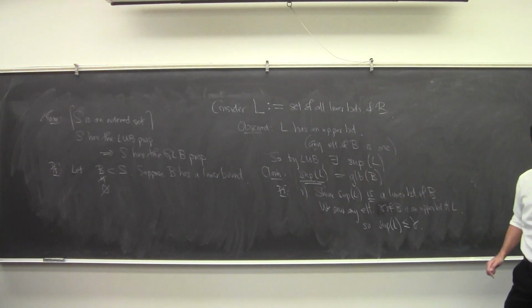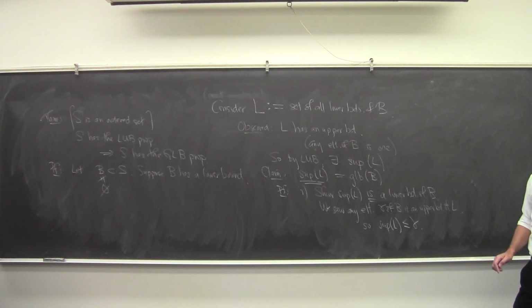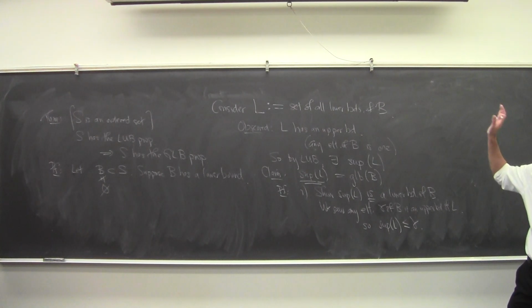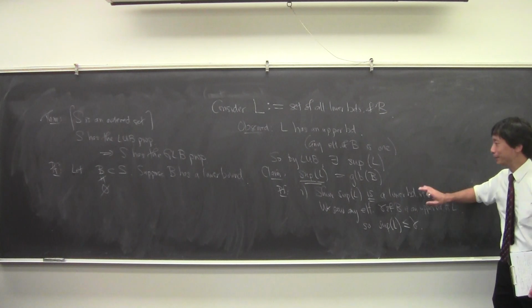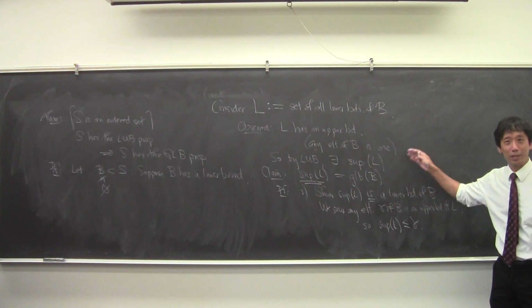Okay. Yes, Patrick. So like yesterday you got to this point, but then instead of that you said that given any other lower bound gamma of B, L, the lowest upper bound L. I'll do that next. I'm doing it in a different order.